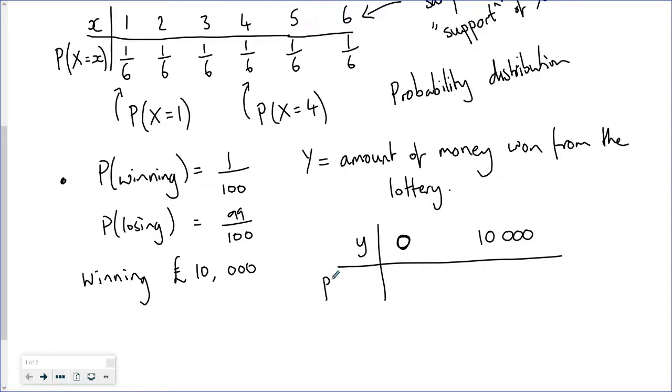So underneath we're going to write the probability that capital Y is equal to each of these specific values of y. What's the probability that I win £0 in the lottery? Well, that's 99 hundredths, because that's my probability of losing. What's the probability that I win £10,000, or the probability that capital Y is equal to 10,000? Well, that's the probability that I win, which is 1 100th. So this is the probability distribution for the random variable Y, the amount of money won in the lottery.